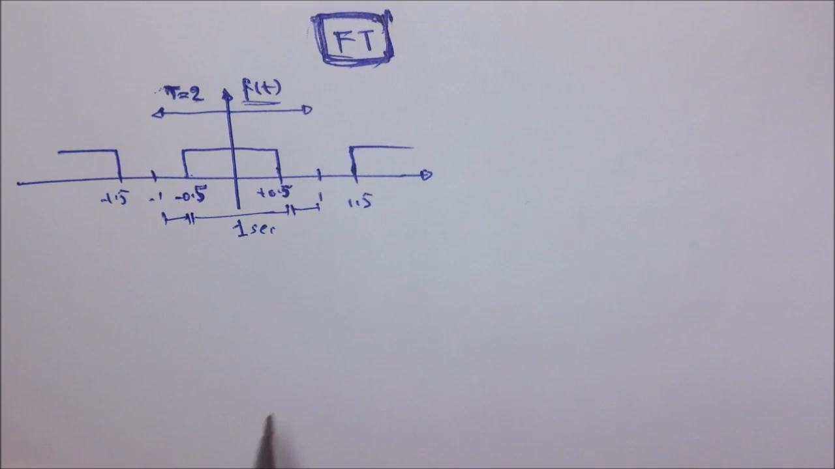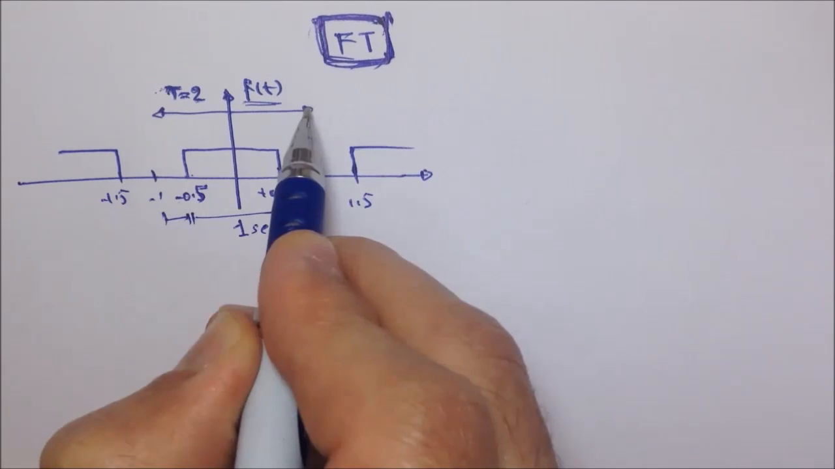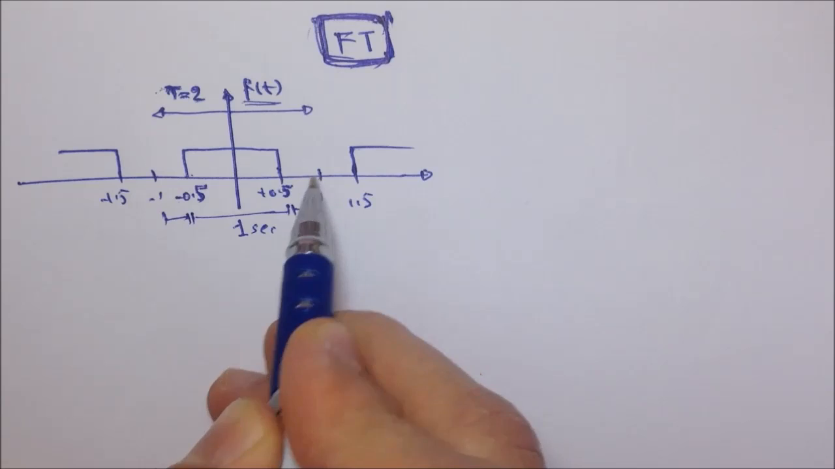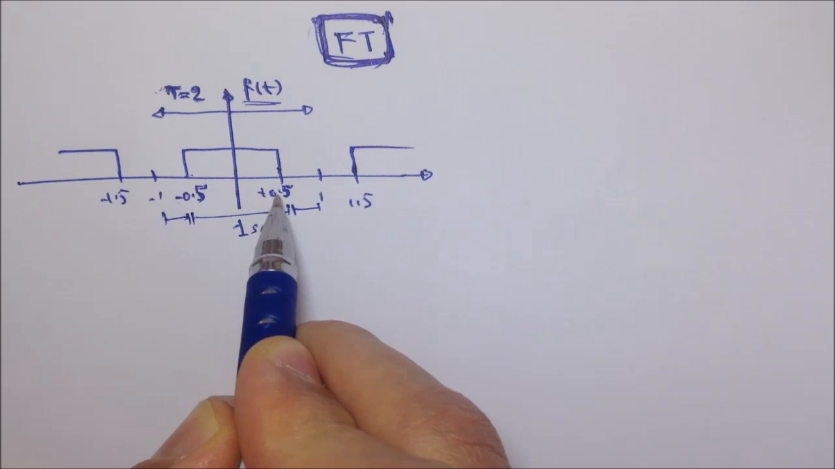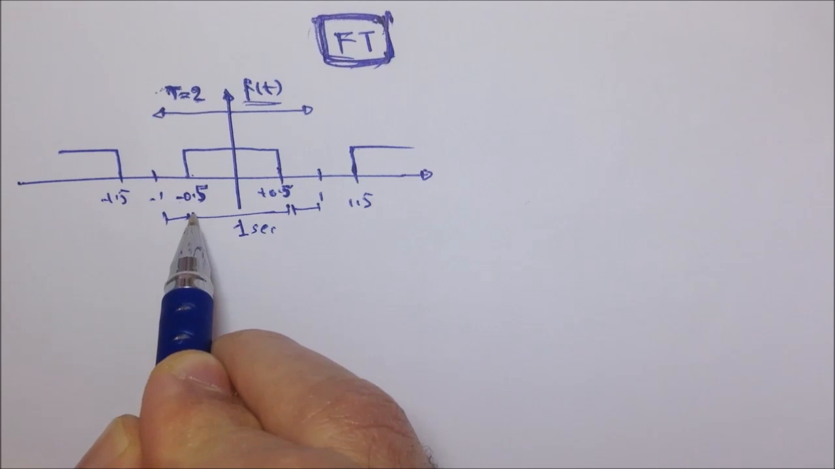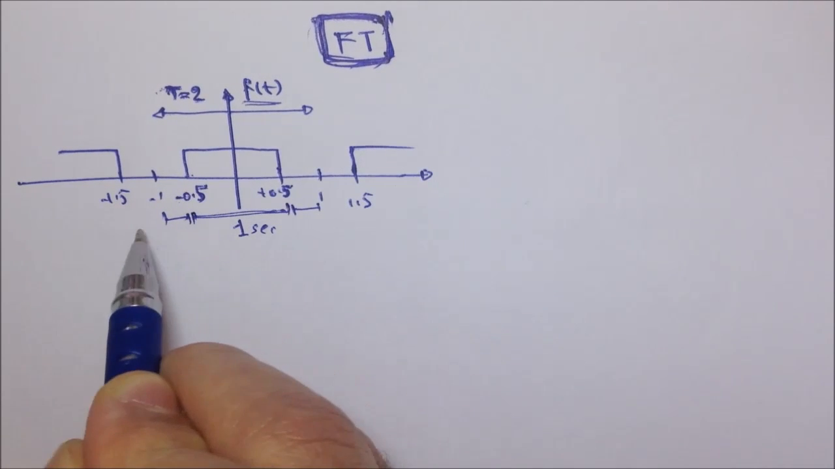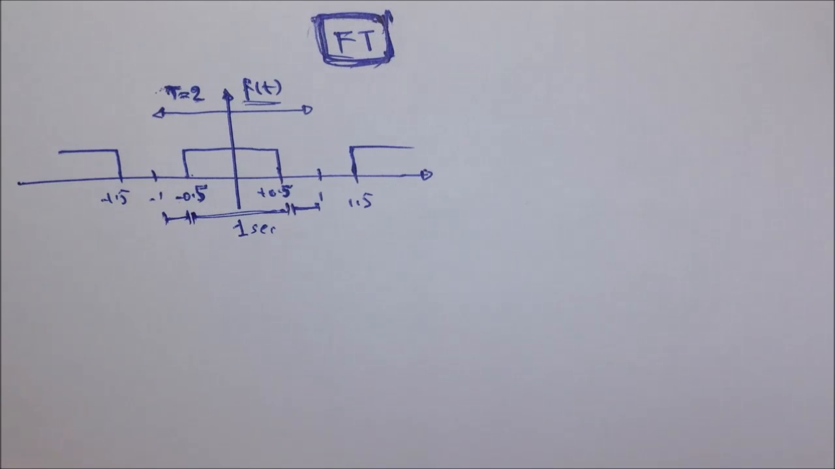approach non-periodic signals. So we have this function f of t. It has a period of 2 seconds from -1 to +1. This pulse starts from -0.5, ends at t equals +0.5. So it has an interval of 1 second. These zeros have an interval of 0.5 seconds each.